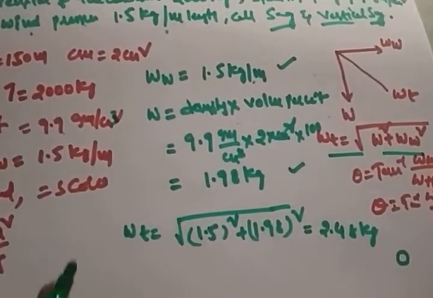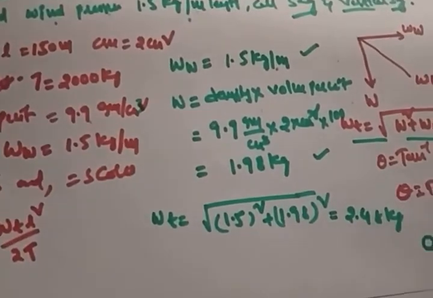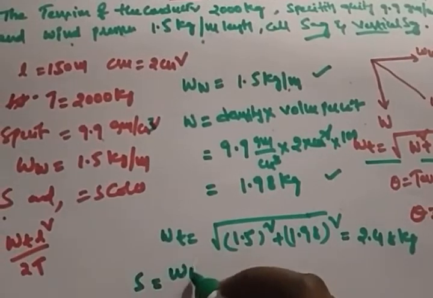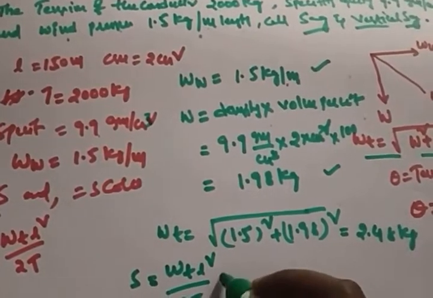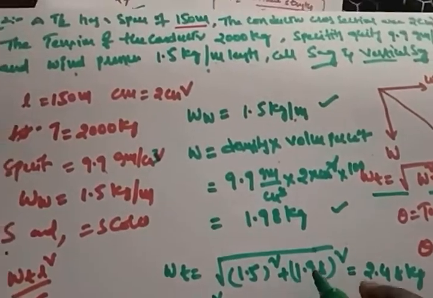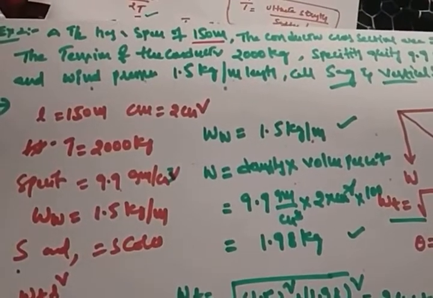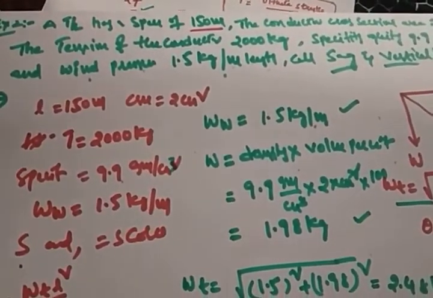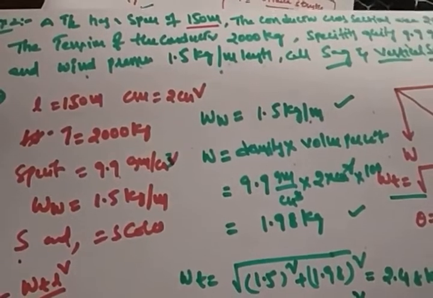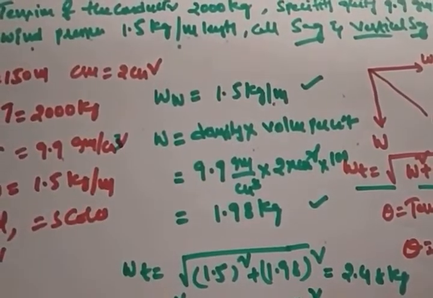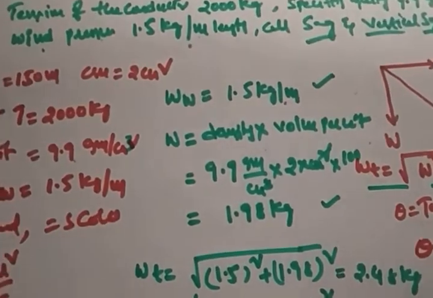You know the net weight also. Then what is he asking? He is asking for the slant sag. So what is the formula for sag? WT square by 2T. You know WT is 2.48. What is the L value? Length 150 meters. So 150 square by 2 into the tension given, 2000 kgs. If you substitute, you will get the answer 3.48 meters. So okay, sag is over.